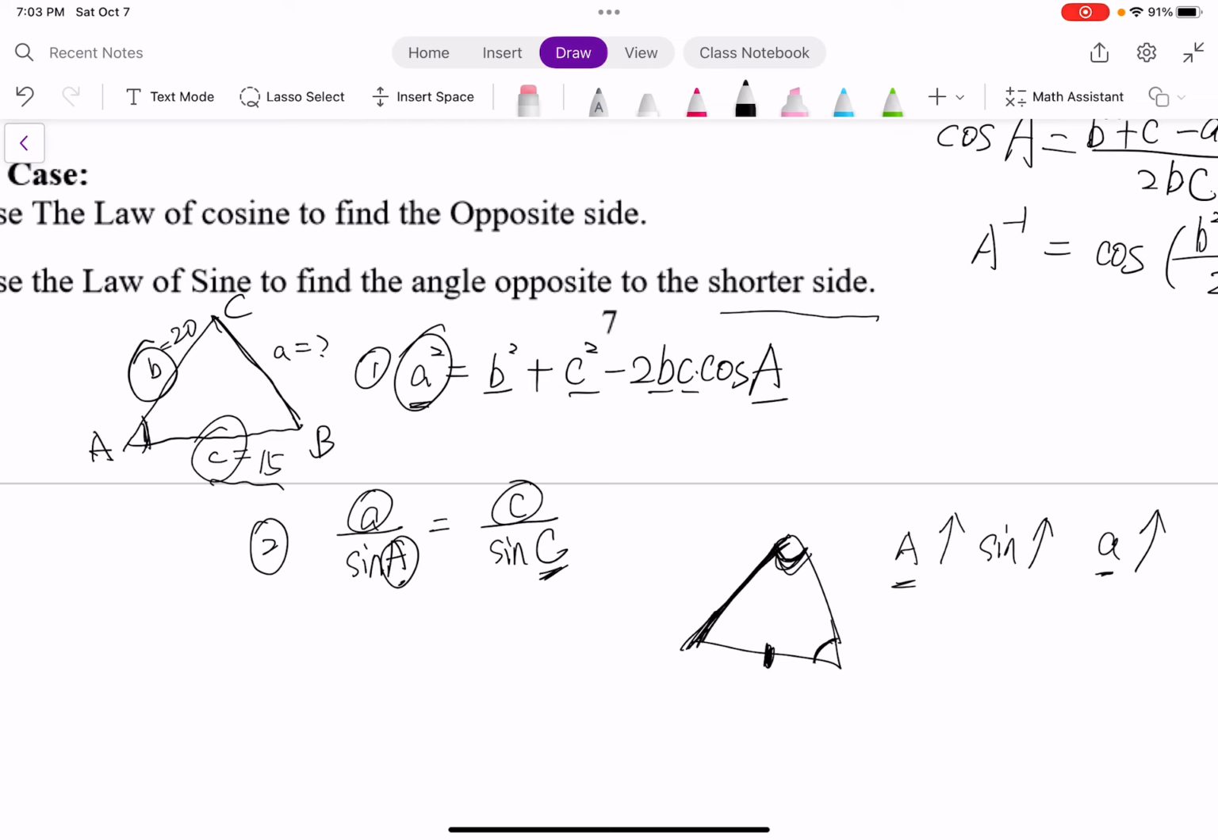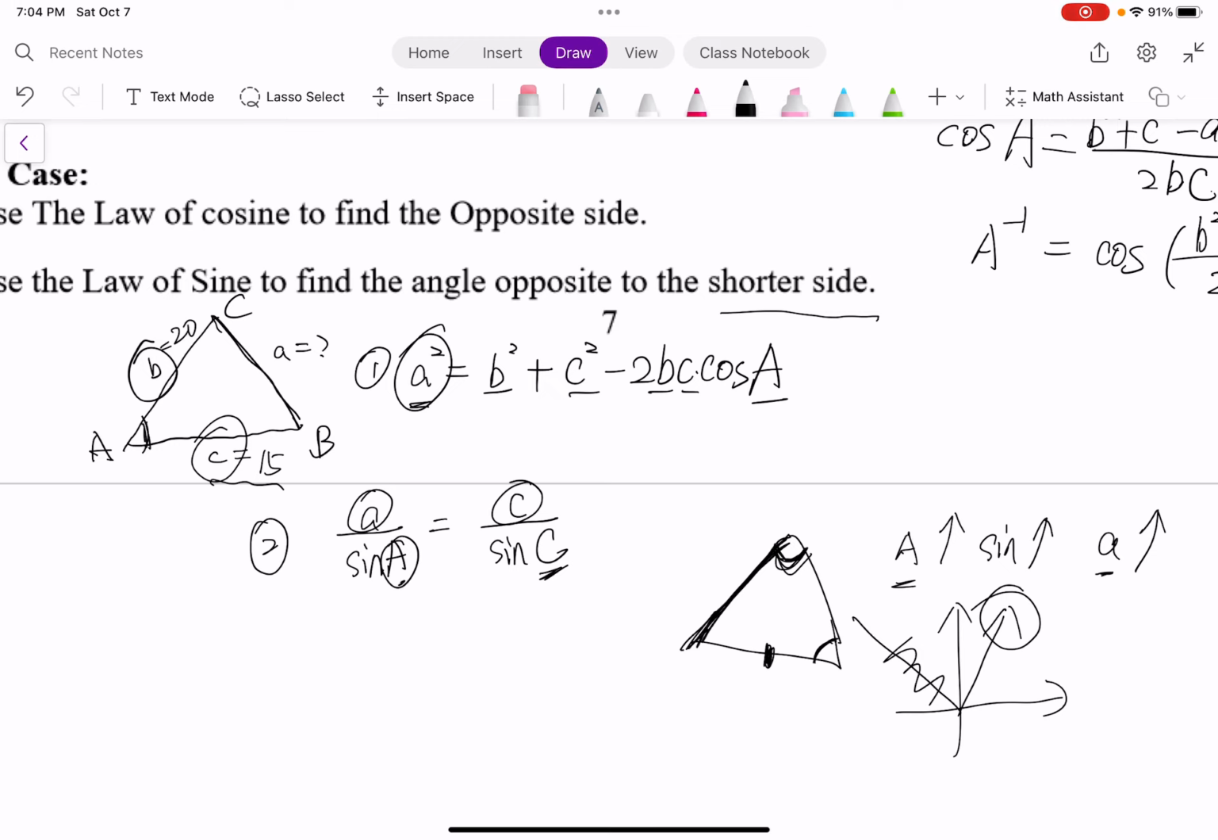So if I can find the shorter side, the opposite angle must be an acute angle, less than 90 degrees. Oh, that means I don't need to find the inverse of sine in both quadrants, because the acute angle must be in the first quadrant. So I don't need to worry about the angle in another quadrant.